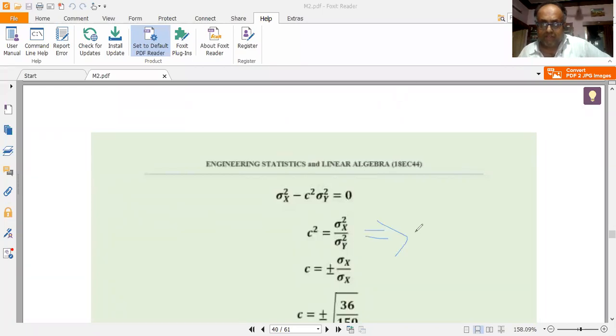So I get c to be equal to plus or minus square root of sigma x by sigma y.